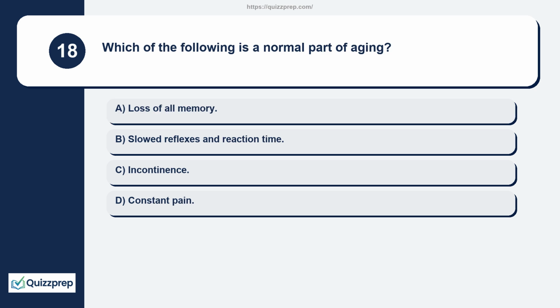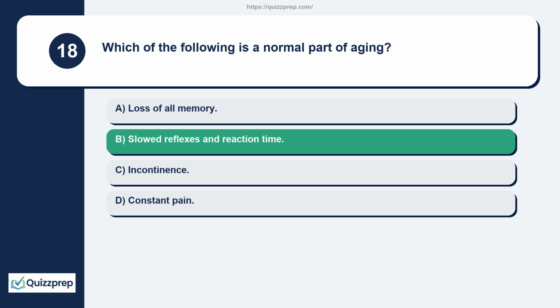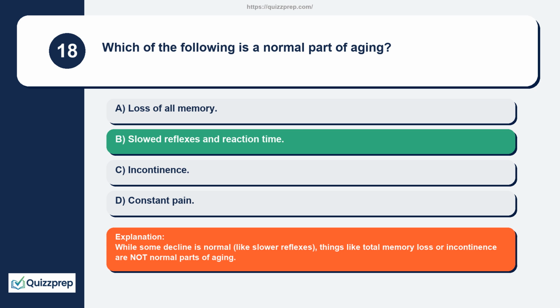Question 18. Which of the following is a normal part of aging? Loss of all memory, slowed reflexes and reaction time, incontinence, constant pain. While some decline is normal, like slower reflexes, things like total memory loss or incontinence are not normal parts of aging.